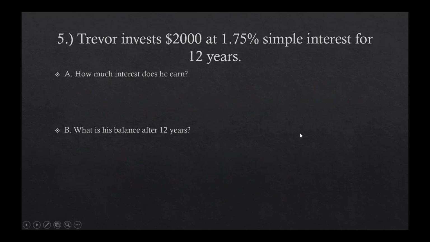So, okay, you guys try this one. Trevor invests $2,000 at 1.75% simple interest for 12 years. Find the interest and the balance. Go ahead and find that one.